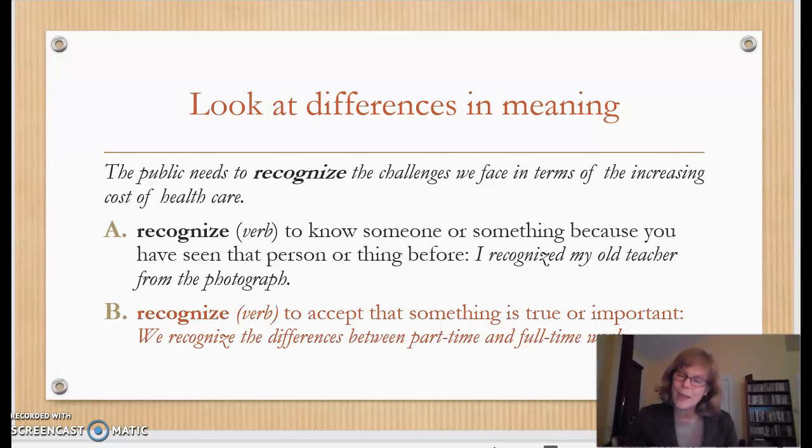So if you chose B, I agree with you. B says to accept that something is true. And that's exactly what they're talking about here, right? The public needs to recognize the challenges we face in terms of increasing costs in healthcare. They have to recognize that this is true. So that matches the meaning in B.